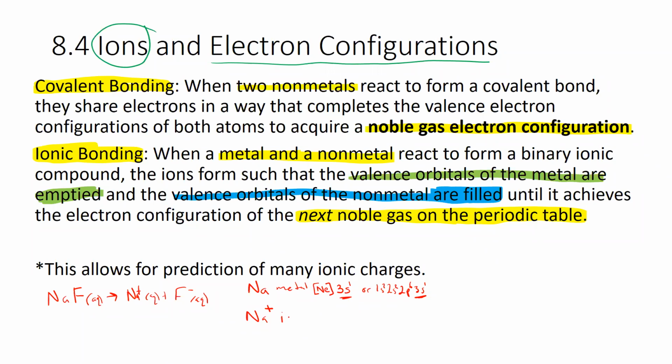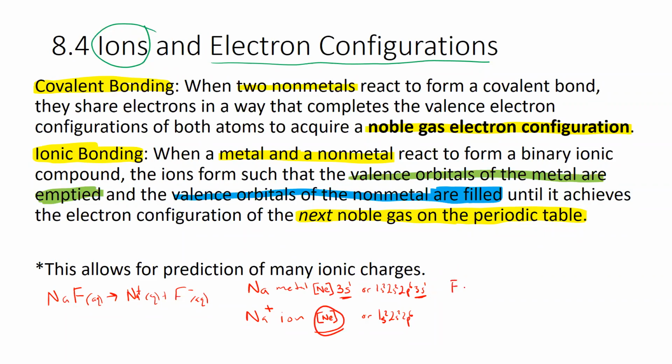So the sodium ion is going to have the same electron configuration as neon, or if you want the full electron configuration, 1s2, 2s2, 2p6. That's your cation. And so that's kind of the key here: it's getting that noble gas electron configuration.